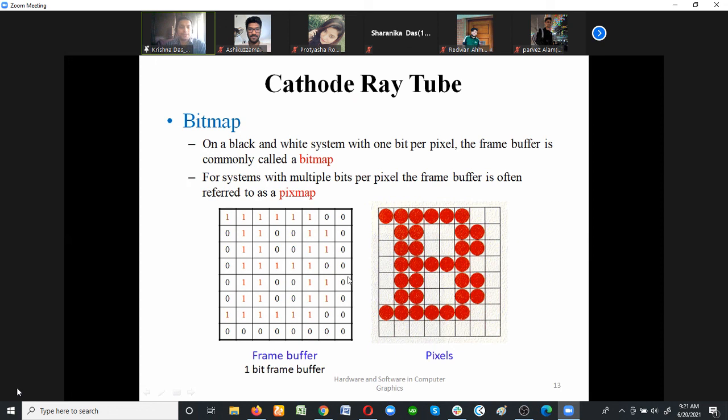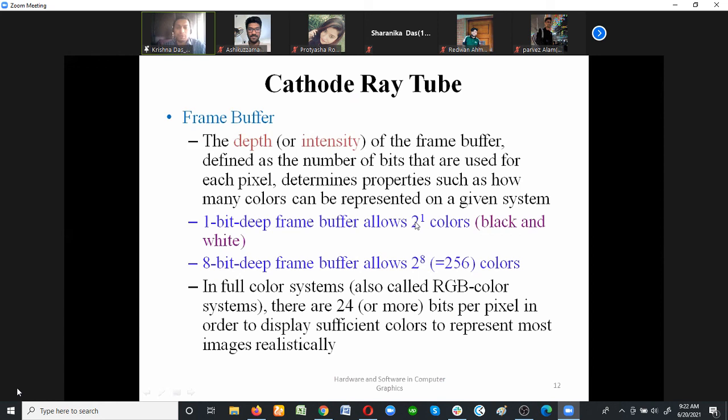Sir, do you consider black and white to be colors? Because we consider these as shades. No, not colors actually. It is shown for 1 bit, because that is when it is a color display system.